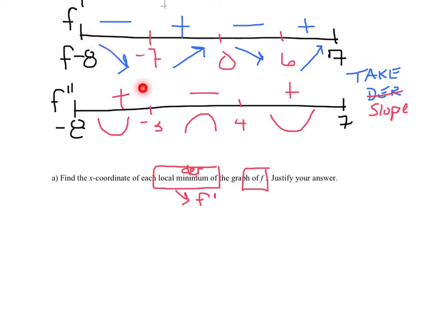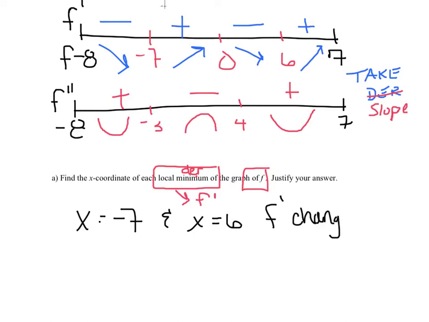Well, this went from decreasing to increasing. That just made a min. Increasing to decreasing. That made a max. Decreasing to increasing. That made a min. So I would say I have a min at x equals -7 and x equals 6. And my justification needs to be about calculus. So f prime changed from negative to positive. Notice I'm describing the derivative part. And it's that simple. The sign chart tells you everything.